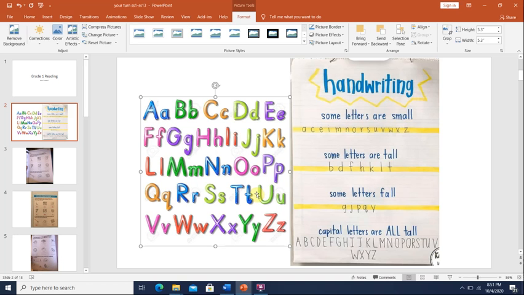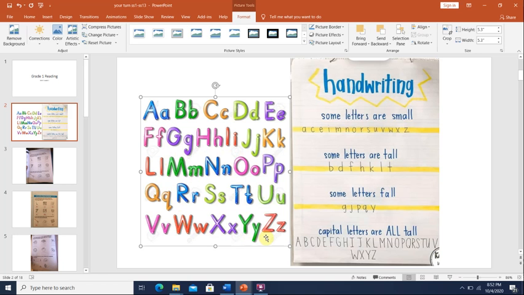Okay, so in today's video, we will be revising the sounds again. As we said before, in KG1 and KG2, we've been taking the alphabets, right? The alphabets are A, B, C, D, E, F, G, H, I, J, K, L, M, N, O, P, Q, R, S, T, U, V, W, X, Y, and Z.